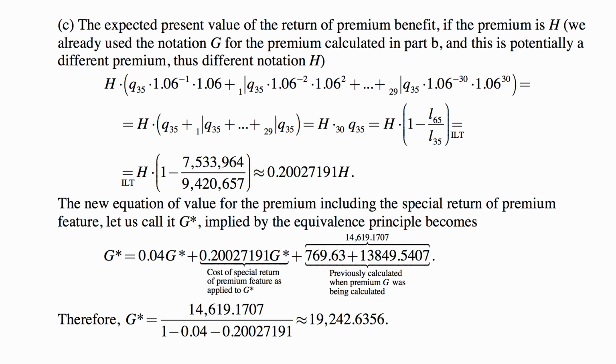20,800. The expected present value of the return of premium benefit, if the premium is H, I'm using different notation because it's potentially a different premium, is H with the payment being made at the end of the year of death for the first 30 years, and the payment then increasing, but at the same time we discounted for the calculation, and increases and discounting cancel out. So this ends up being simply H times the probability of dying during the first 30 years, and we can calculate it from the data in the illustrative life table.